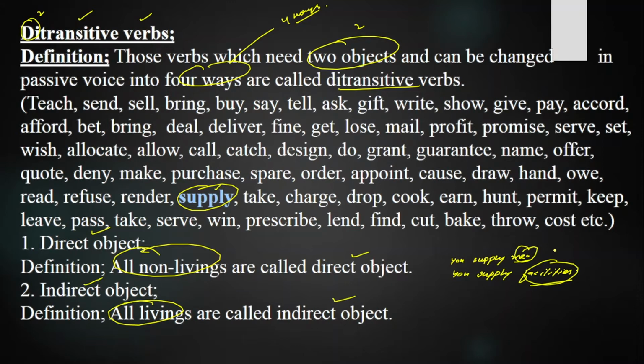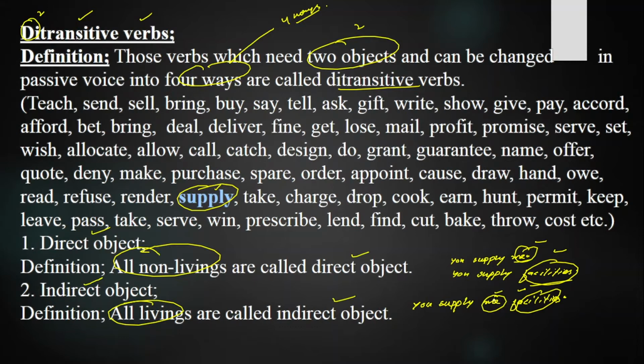So for that, both objects are necessary, and if you put both objects in one sentence, the meaning will be clear and understandable. Suppose I say, you supply me facilities. Now, you supply me what? Facilities. You supply facilities to whom? To me. So for that, both objects are necessary.